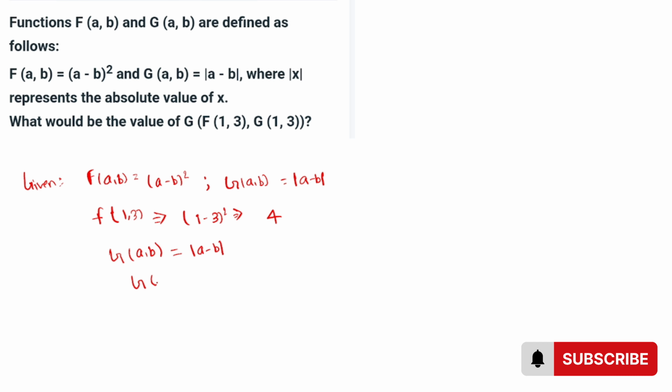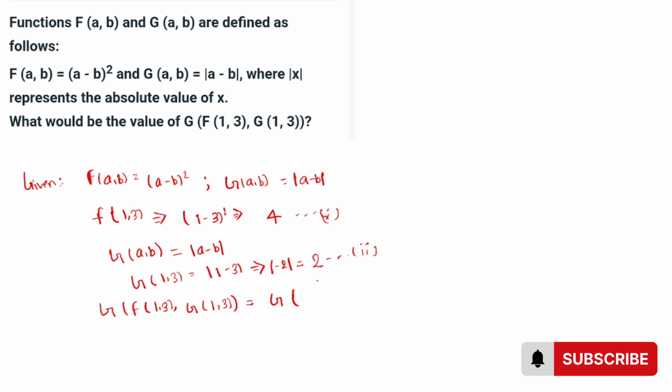So g of (1, 3) is 1 minus 3, equal to minus 2, and mod of minus 2 is plus 2. Okay. So the question asks for g of f of (1, 3) comma g of (1, 3). We find that f of (1, 3) is 4 and g of (1, 3) is 2. So put these values in these functions, and get the solution.